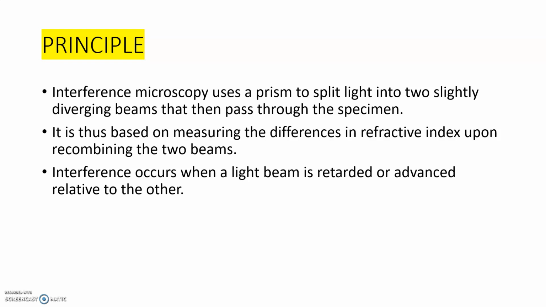It is thus possible to measure the difference in refractive index upon recombining the two beams. So we can measure the difference in the refractive index of the beams which have diverged. How? By recombining the two beams. Interference occurs when one light beam is retarded or advanced relative to another. That is the main principle.